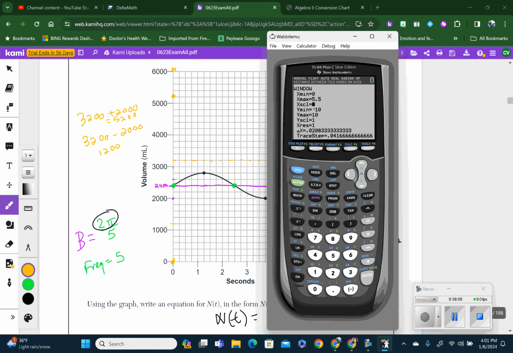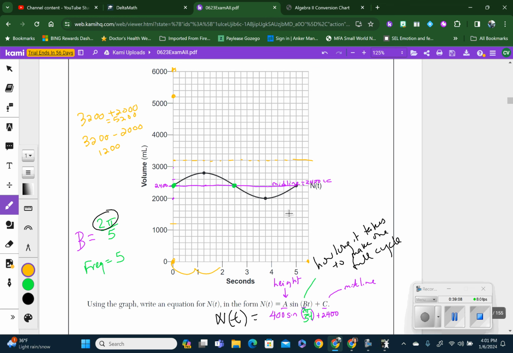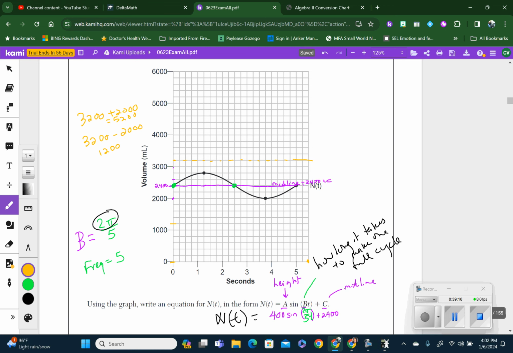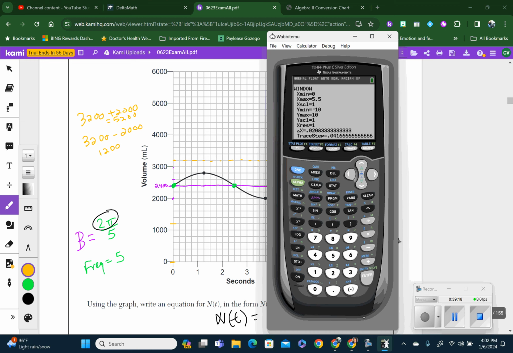And it's going up by ones, right? These are going up by ones. So, okay, I have enough to help me graph. And then I'm going to do the same thing with the y's, right? So my y min is at 0, and I'm going up to 6,000. So let's put 0 here. My y max is going to be 6,000.